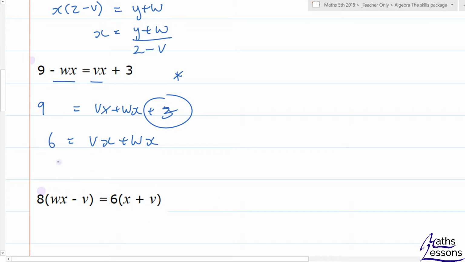Just going to scroll down, and I'm going to factorise x, v, and x times w. So therefore x will equal 6 over v plus w.